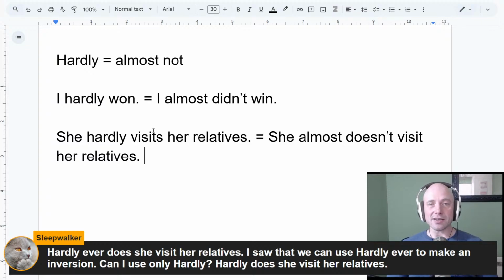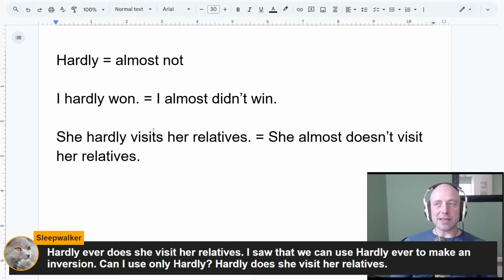Now, although we can understand from that you mean she almost never or she hardly ever visits her relatives, we will assume that's what you mean. You might also mean something a bit different, and more directly, the meaning would be that she almost fails to visit her relatives. So like visiting her relatives is something she attempts and she almost fails that. Do you see what I mean?